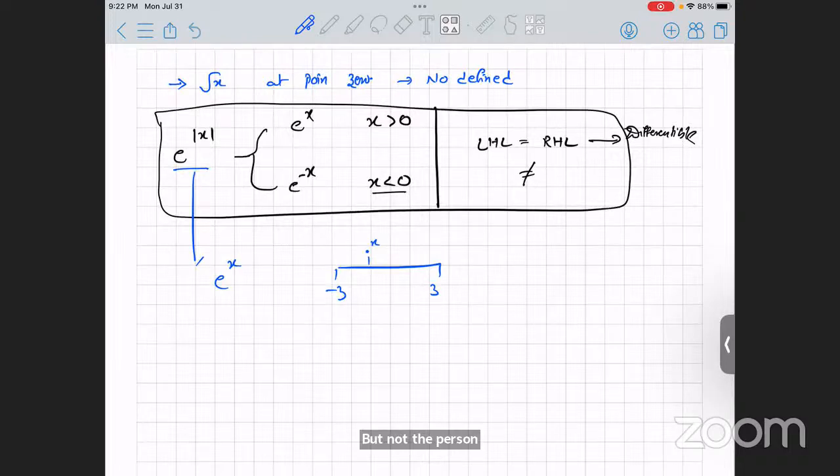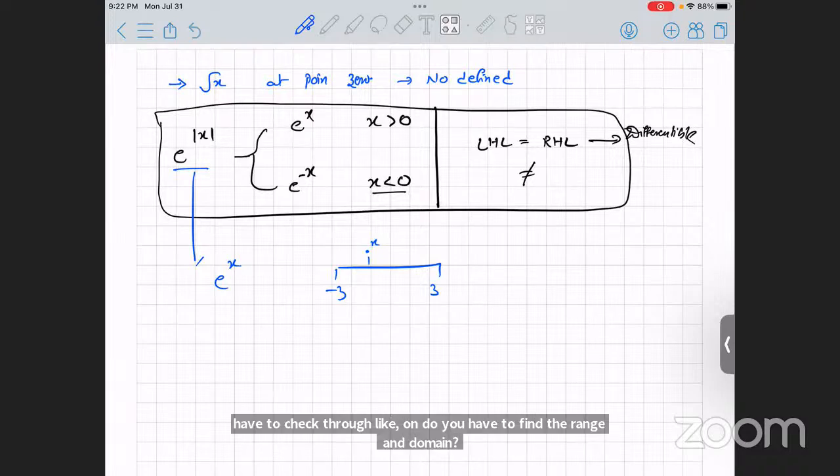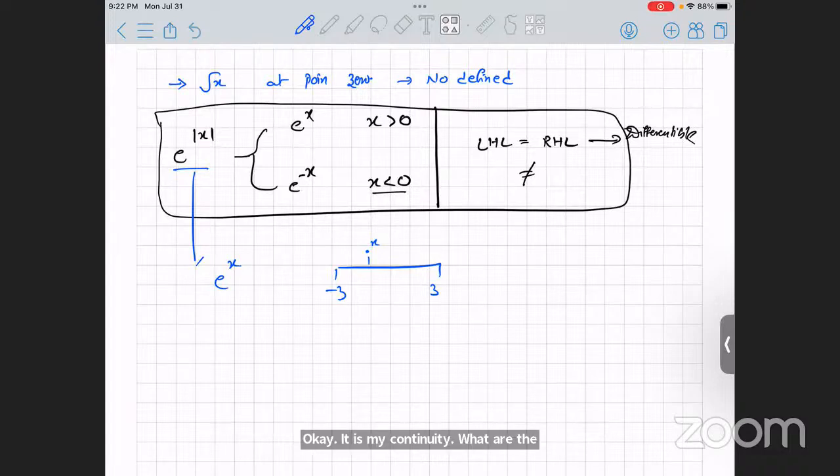If LHL is not equal to RHL, it is not differentiable for sure. It may still be continuous. Continuity you have to check through the graph, and you have to find the range and domain. Okay, it is like continuity. What are the points missing?